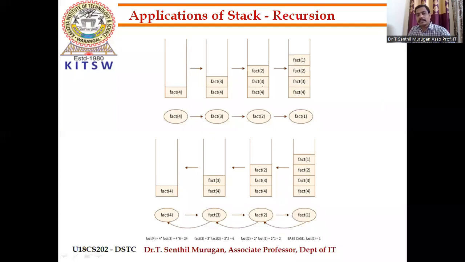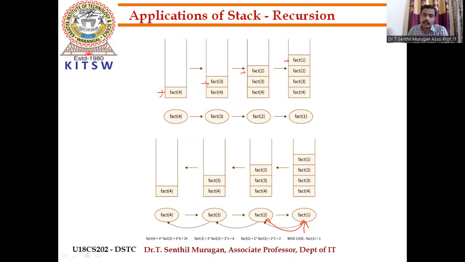When we compare with the stack, you must know how it works. Initially, factorial 4: we push factorial 4. Then factorial 3, so 4 into 3 factorial. Next 2 factorial, next 1 factorial. Now we know the value of factorial of 1. What is the value? 1. Since factorial 1 is 1, the base condition, it will shift here. So factorial 1 is over.